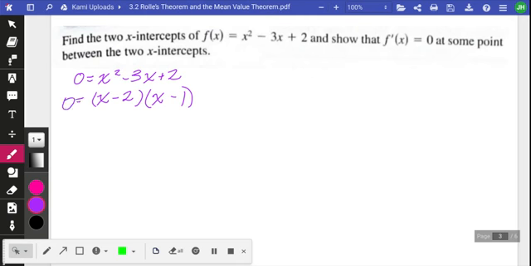-1 and -2 multiply to +2, but they add to -3. And if we use the zero product property, I can solve each factor equal to 0. So x minus 2 equals 0 gives me x equals 2. And x minus 1 equals 0 gives me x equals 1. And so I have these two values here. Then using Rolle's theorem, we can show that f of 2 is equal to f of 1 because when I plug them in, both are 0. That's how we solved it, is we let it equal 0. So plugging them back in gives me 0.